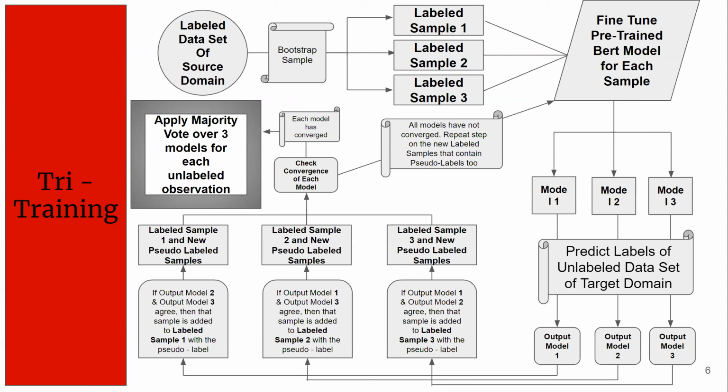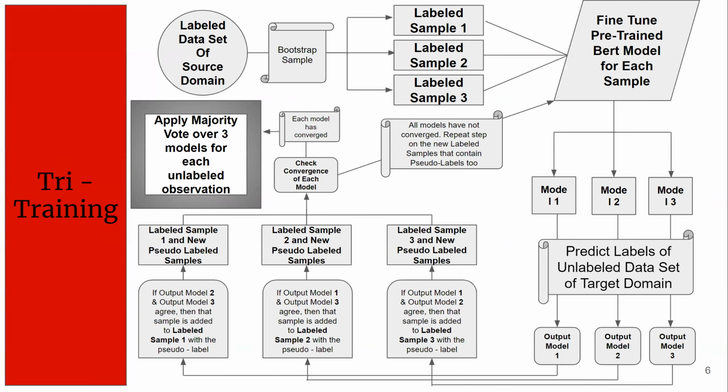We bootstrap the sample into 3 separate samples and they're labeled. We then get 3 different models that are fine-tuned on each of those samples. In short, we have model 1, model 2, model 3, all of these are BERT trained models. Then we predict the labels of unlabeled data set of the target domains, and we get outputs for each of these models. After we get the output of each of these models, we look at the output from the other 2 models and see if they agree.